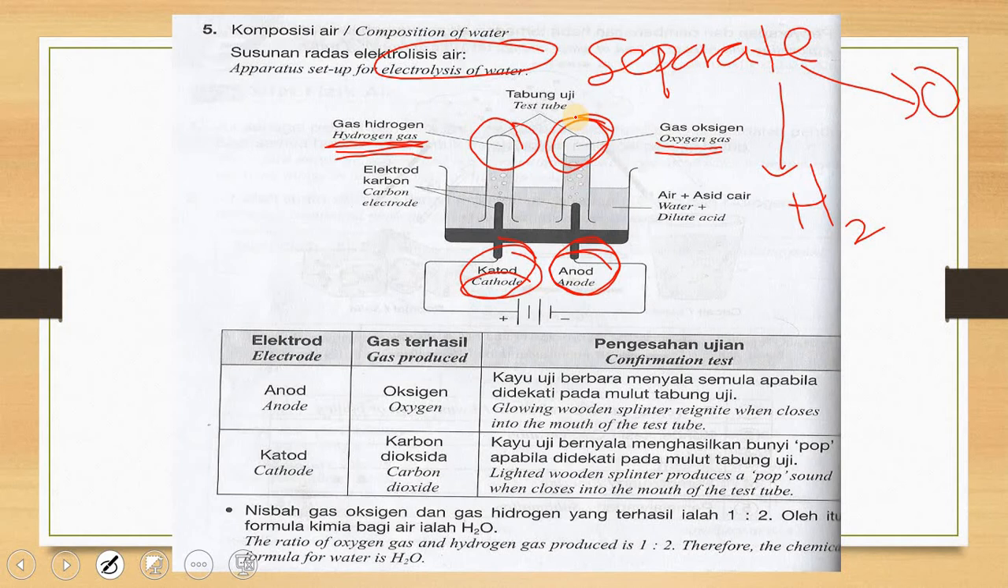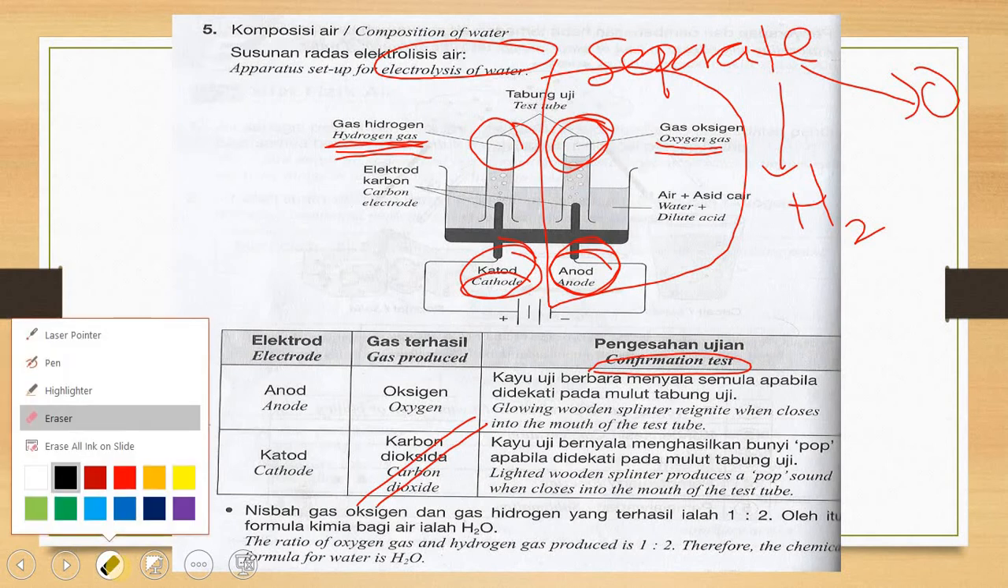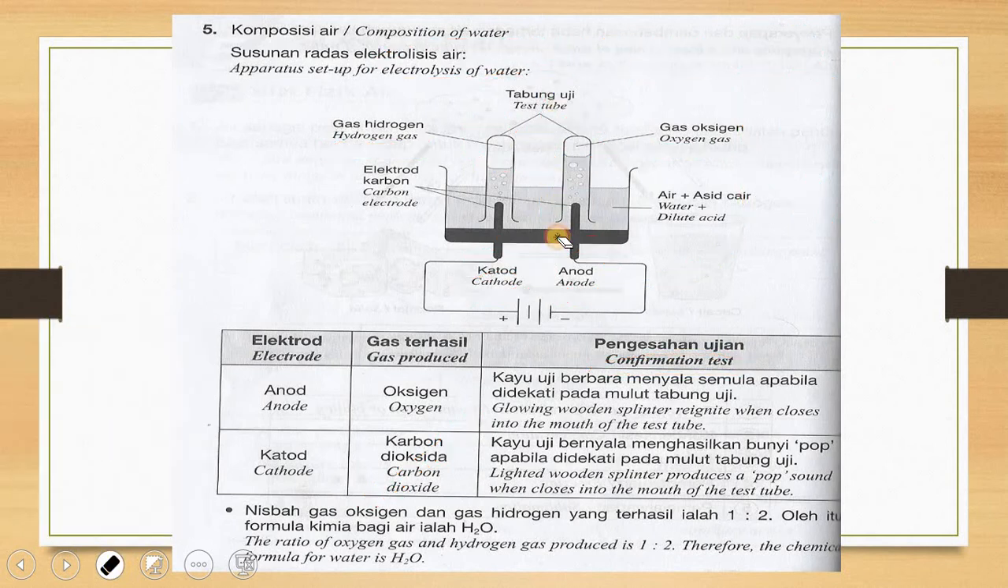And then here, for the anode, there is a mistake in here. For the anode, you will get oxygen gas. So how do you confirm the presence of oxygen in this area? You can use a glowing wooden splinter. A glowing wooden splinter reignites when placed at the mouth of the test tube.